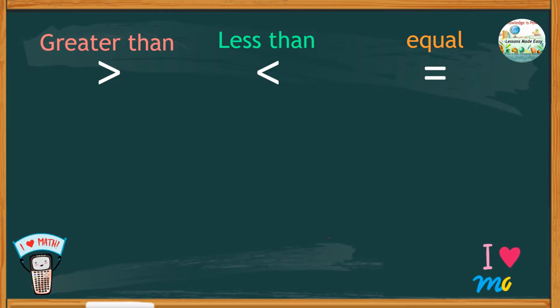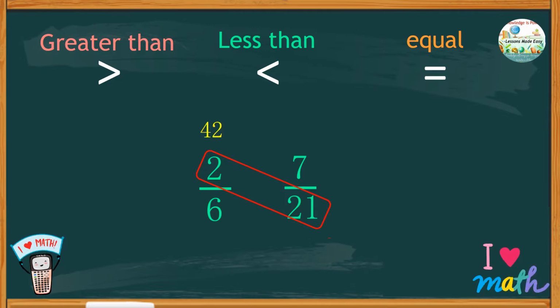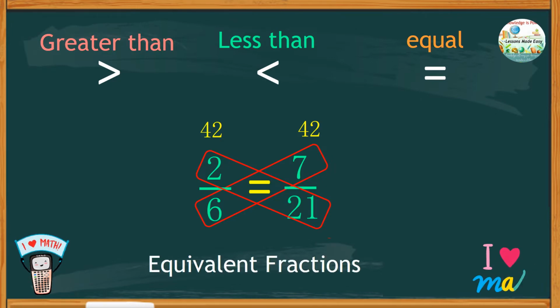Let's try another one. Compare 2 over 6 to 7 over 21. Again, let's do cross multiplication, starting with 2 times 21, giving a product of 42. Then, multiply 7 by 6, which is also 42. Therefore, these two fractions are equal. They are also called equivalent fractions.